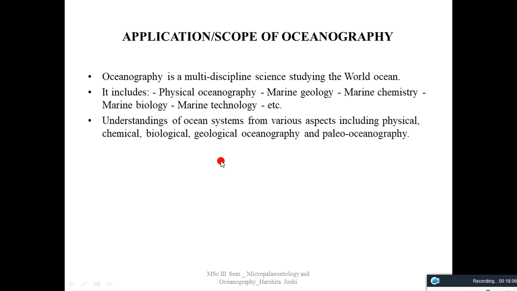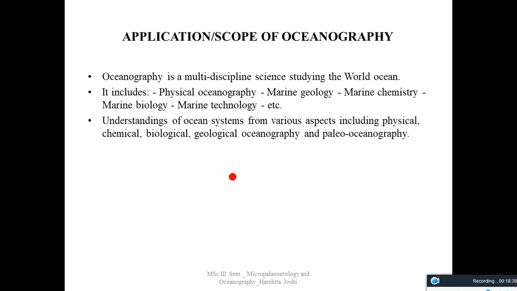So coming to the application and scope of oceanography. We have understood till now that oceanography is a multidisciplinary science which helps in studying the world oceans, and it includes physical oceanography, marine geology, marine chemistry, biology, technology, and whatever name you may give. So understanding of ocean systems from various aspects helps us to understand paleo-environmental conditions. It is helpful in understanding the economic minerals present in the ocean.